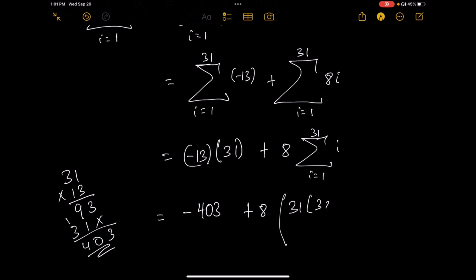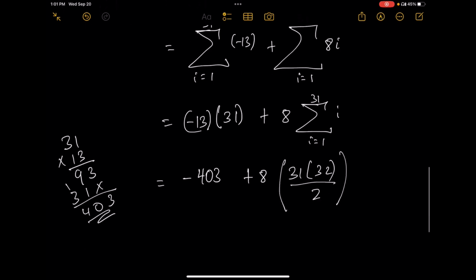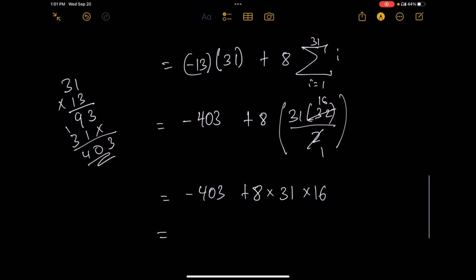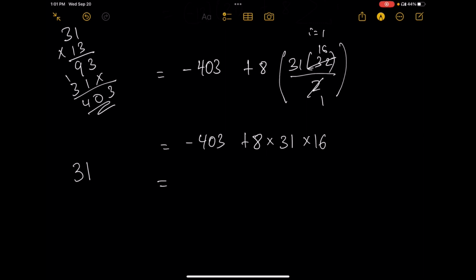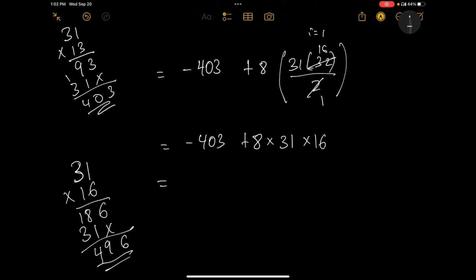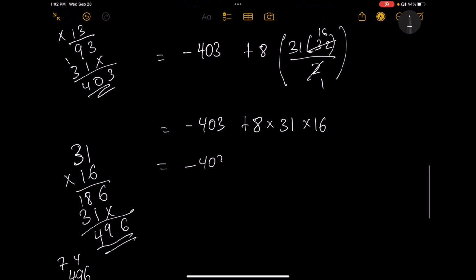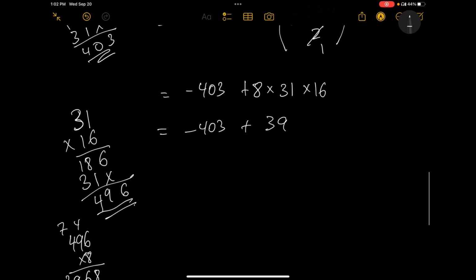The sum of i from 1 to 31 is 31 times 32 over 2, and 32 over 2 is 16. So this is equal to negative 403 plus 8 times 31 times 16. 31 times 16 is 496, and we multiply 496 by 8, which gives 3968. So this is equal to 3968 minus 403.